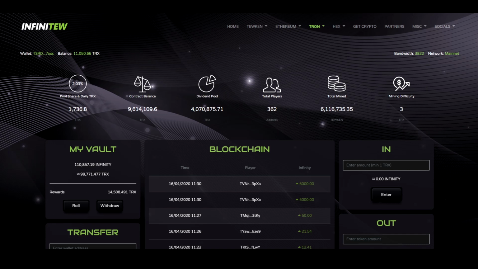Infinitew is a smart contract that uses fees to distribute rewards to all participants in the ecosystem. Before we get started, make sure you're in a quiet place where you can focus and really pay attention because we're going to cover a lot.